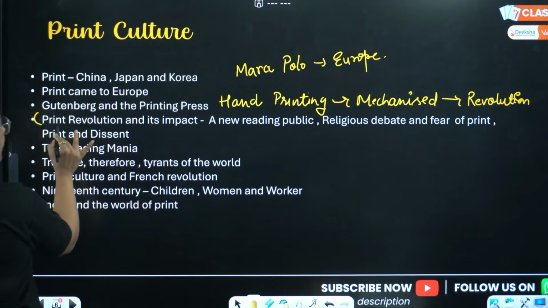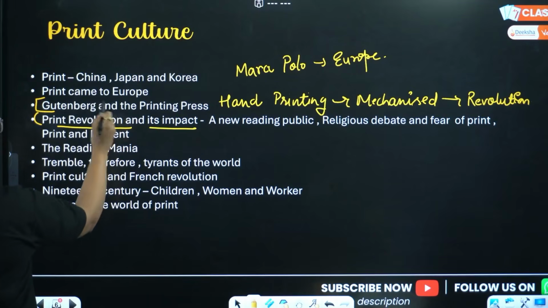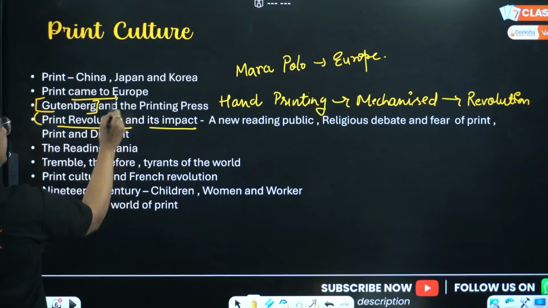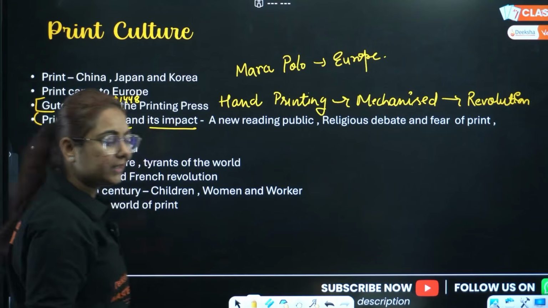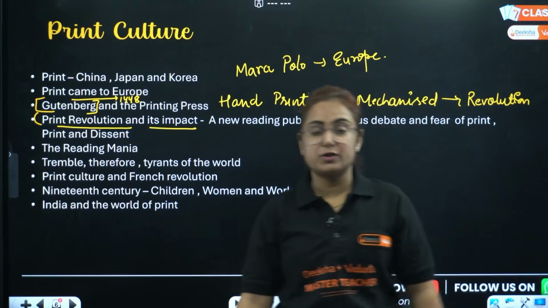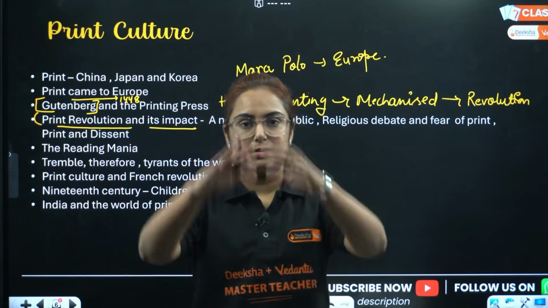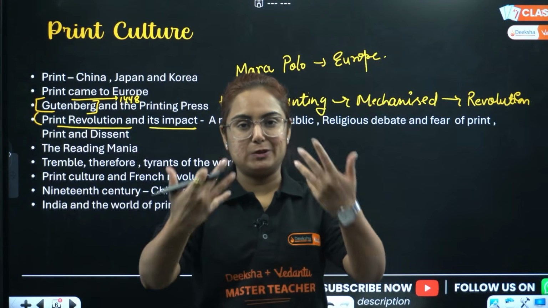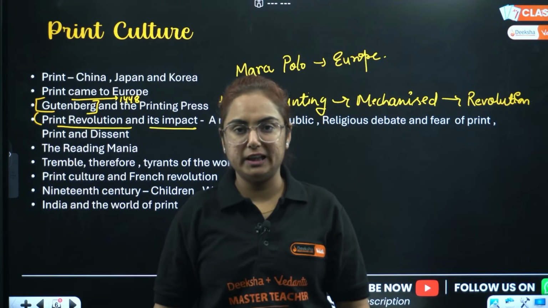Now comes the print revolution and its impacts. But this came when Johann Gutenberg, in the year 1448, perfected the what? The printing press. Perfected what, my dear student? Perfected the printing press. Now what is a printing press? It is a machine which helps to print. You are not doing hand printing or woodblock printing now.